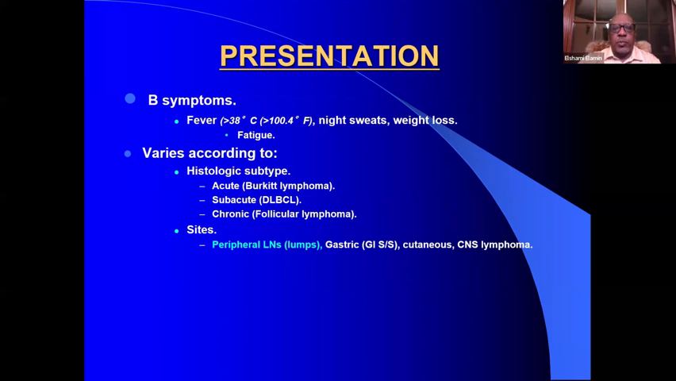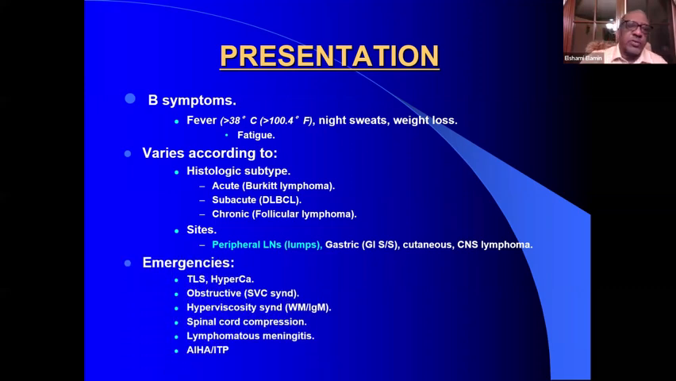Or if the lymphoma involves the GI tract, the presentation would be GI symptoms: nausea, vomiting, bowel changes. Or if it is cutaneous lymphoma, it would be like a skin rash. CNS lymphoma may present like a stroke. So it really depends on the site of the disease.